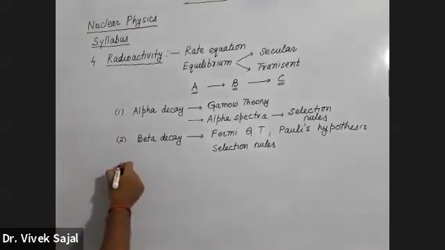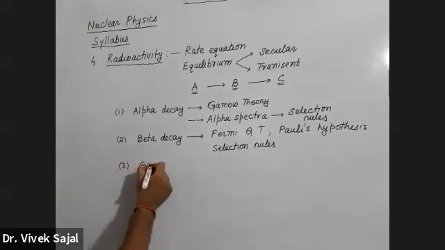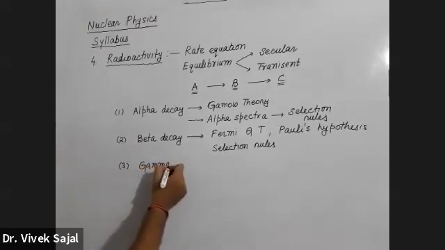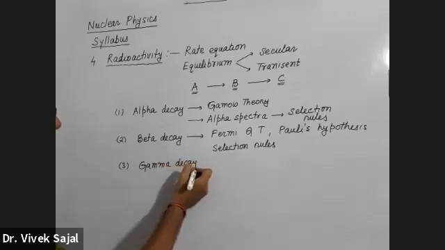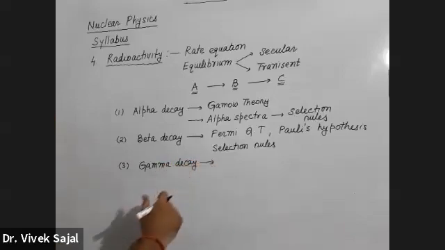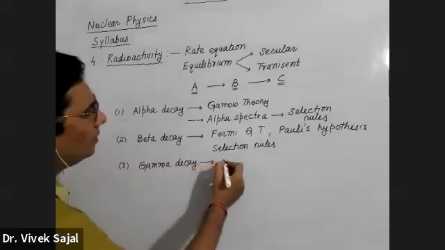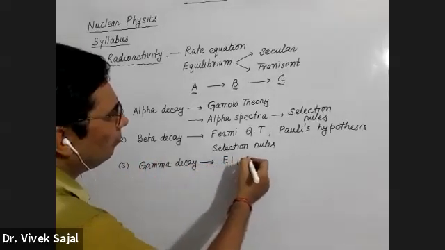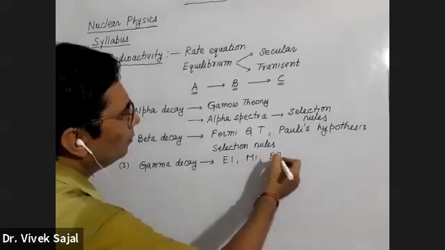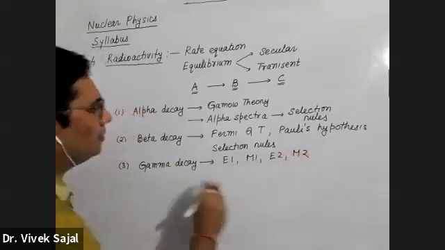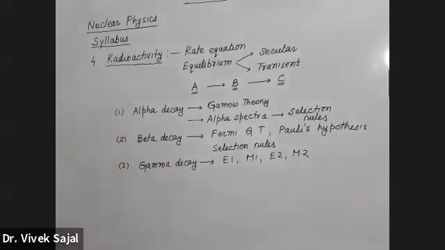Third decay is gamma decay. We will discuss what is the cause of gamma decay, what are the selection rules, and what are E1, M1, E2, M2 types of emissions. So basically, there are two causes for gamma decay. The origin of one is magnetic, and the cause of another type of emission is electric. So there are two types of gamma emission. One is due to the electric origin, another is due to the magnetic origin.